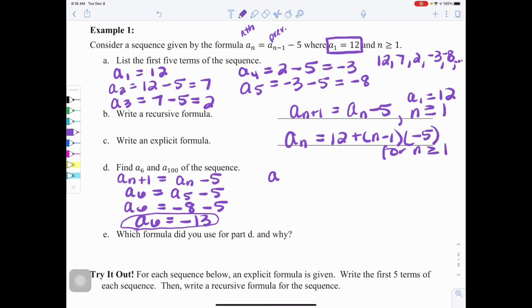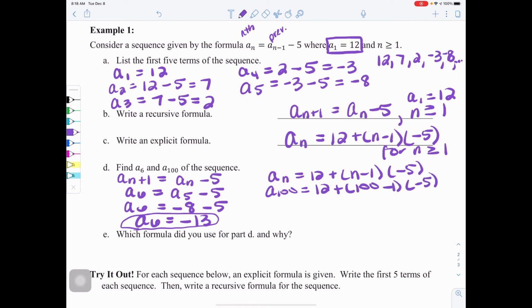So here, it makes more sense to use the explicit formula, a sub n equals 12 plus n minus 1 times -5. So to find a sub 100, I'm going to put 100 in n spot. So that means I'm doing 12 plus 99 times -5. And if I figure that out using my calculator, I end up with -483.